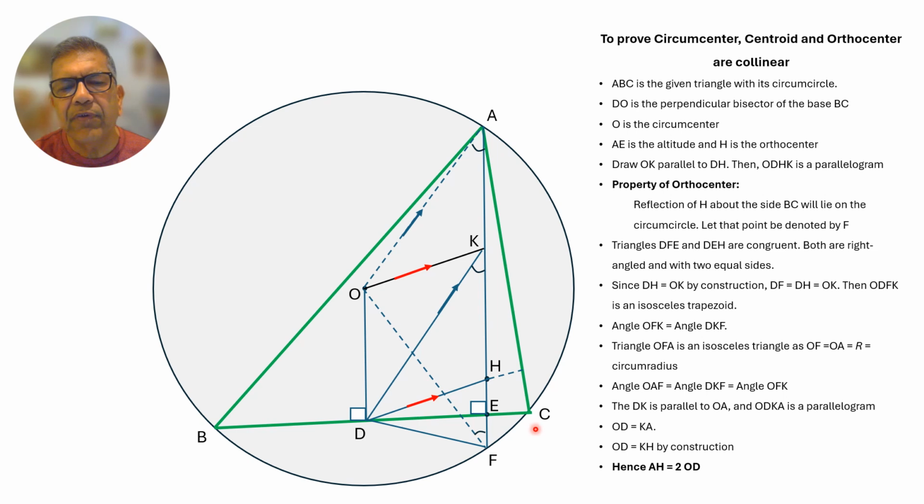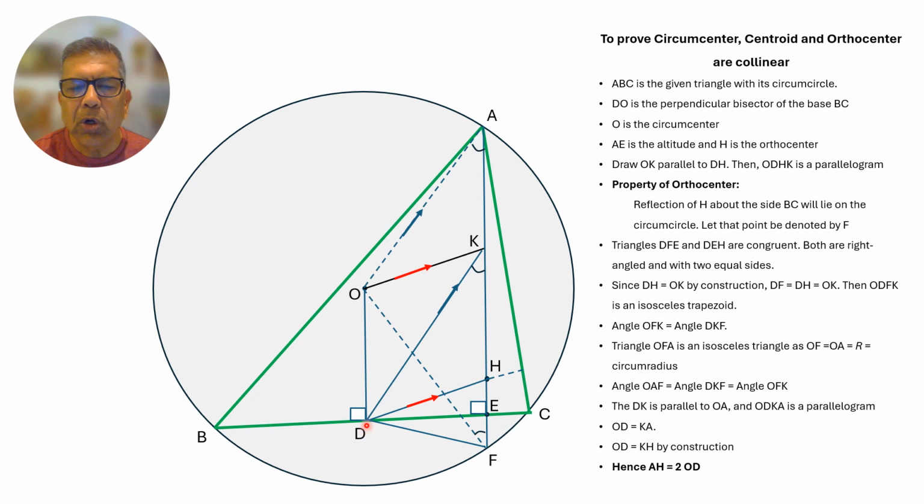ABC is the given triangle with the circumcircle. OD is the perpendicular bisector of the base BC, and you can see this angle is 90 degrees. O is the circumcenter. AE is the altitude and H is the orthocenter of the triangle.